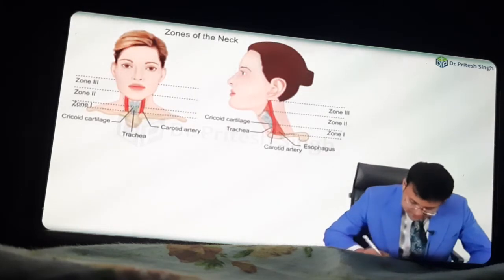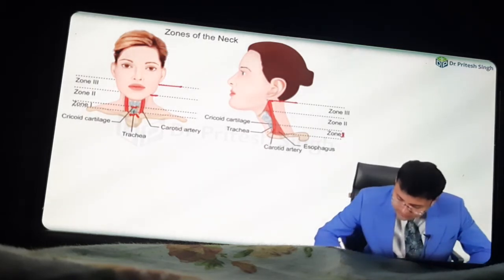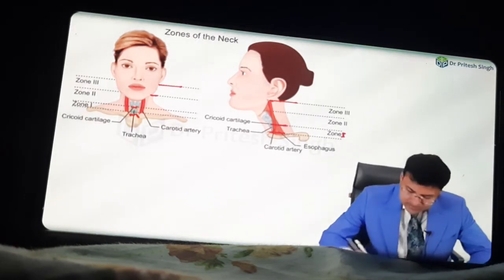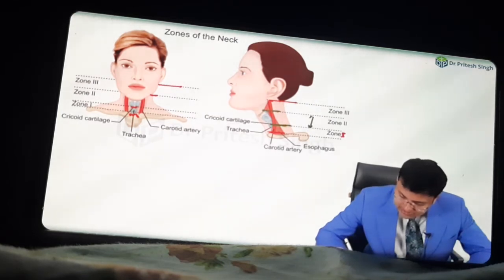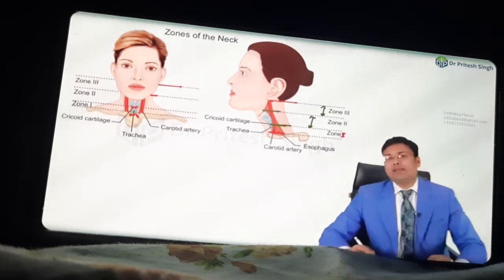Now see the zones of neck injury. This is the suprasternal notch. This is the cricoid cartilage. This is the angle of mandible, and this is the base of skull. Now, this is zone 1 between suprasternal notch and cricoid cartilage. This is zone 2 between cricoid cartilage and angle of mandible, and this is zone 3 between angle of mandible and the base of skull.